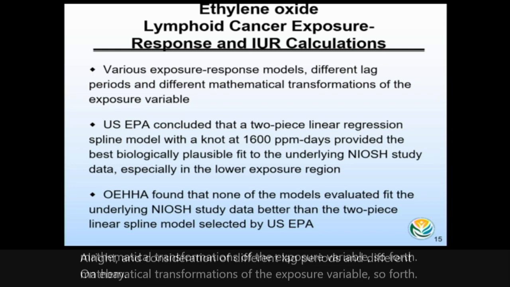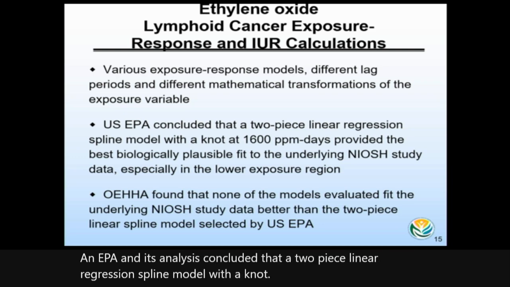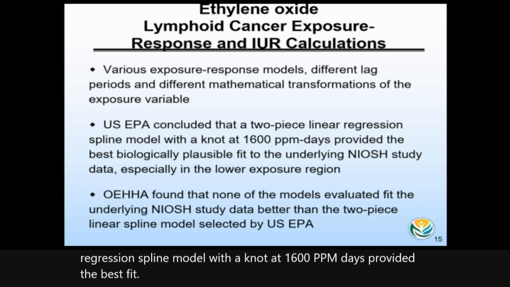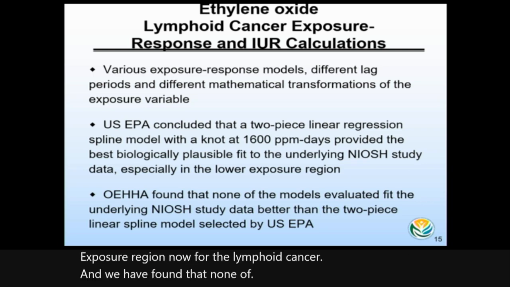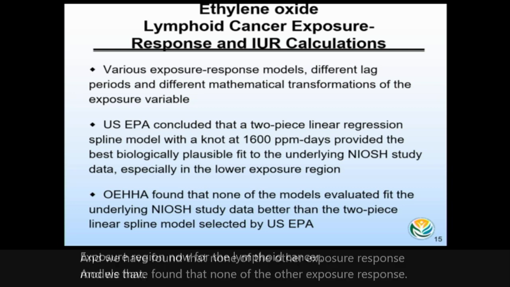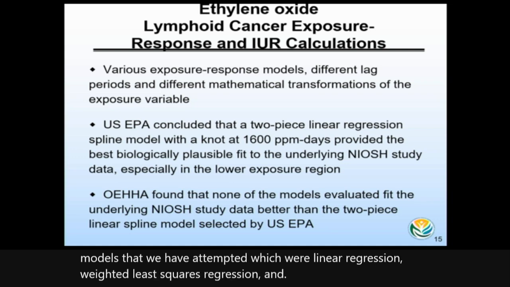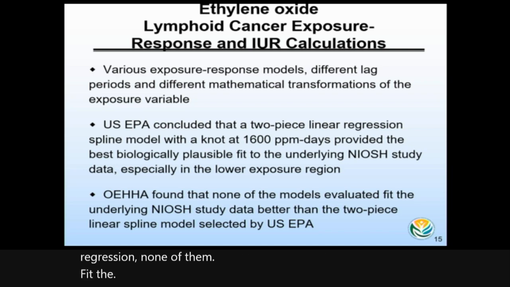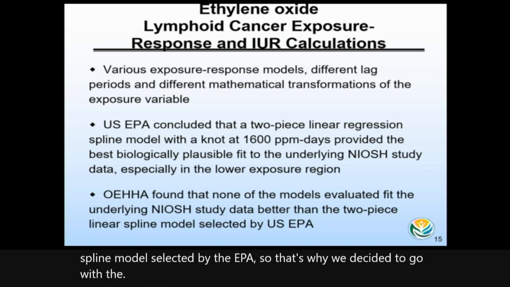And EPA in its analysis concluded that a two-piece linear regression spline model with a knot at 1600 ppm days provided the best fit to the underlying NIOSH study data, especially in the lower exposure region, for the lymphoid cancer. And OEHHA found that none of the other exposure response models that OEHHA attempted, which were linear regression, weighted least squares regression, and generalized least squares regression, fit the underlying NIOSH data better than the two-piece spline model selected by EPA. So that's why we decided to go with the results of the EPA analysis.